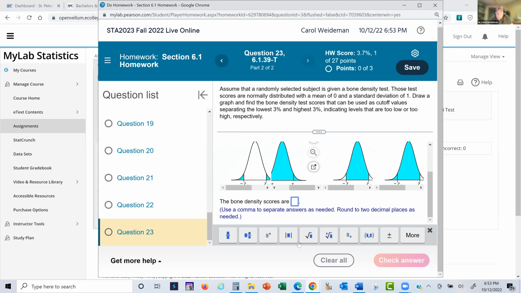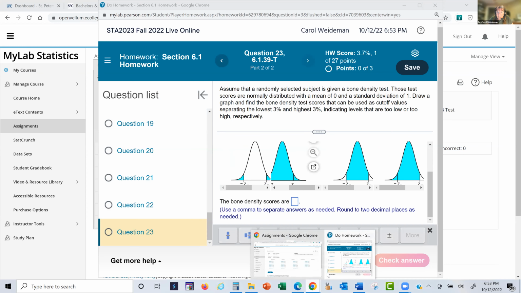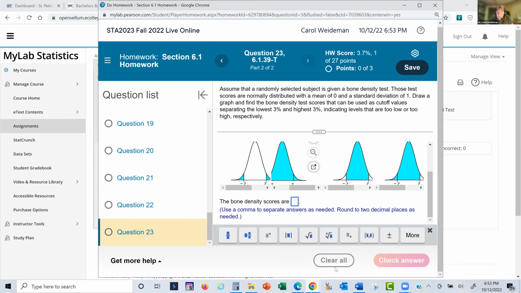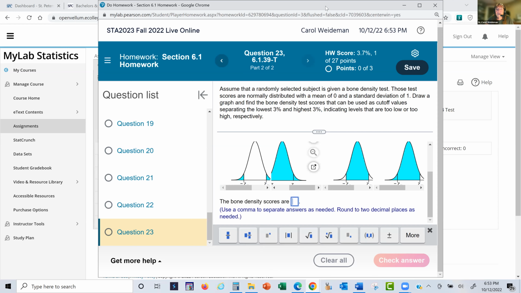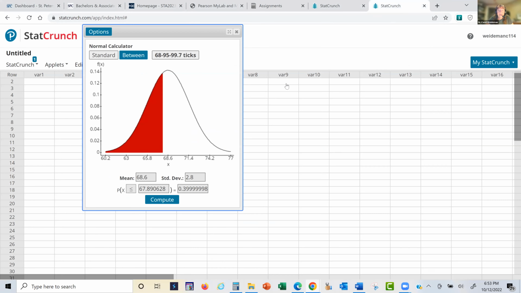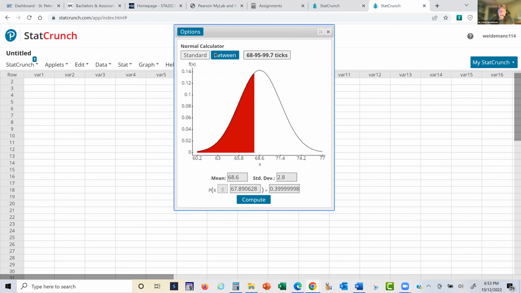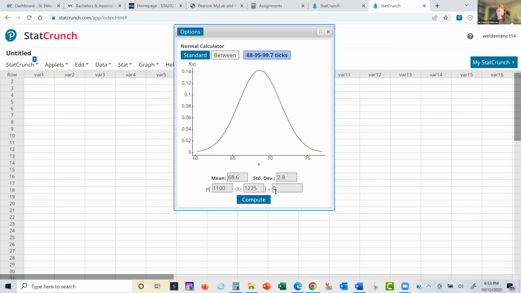So let me find my tool so I can show you how you do this. Maybe not. Hold on just a sec, because I thought I still had the stack on. Here it is. I still do have it. Here we go. Okay, so you're going to use the between option. Go to between. Now you want to find the two z-scores that give you 3% here and 3% here.